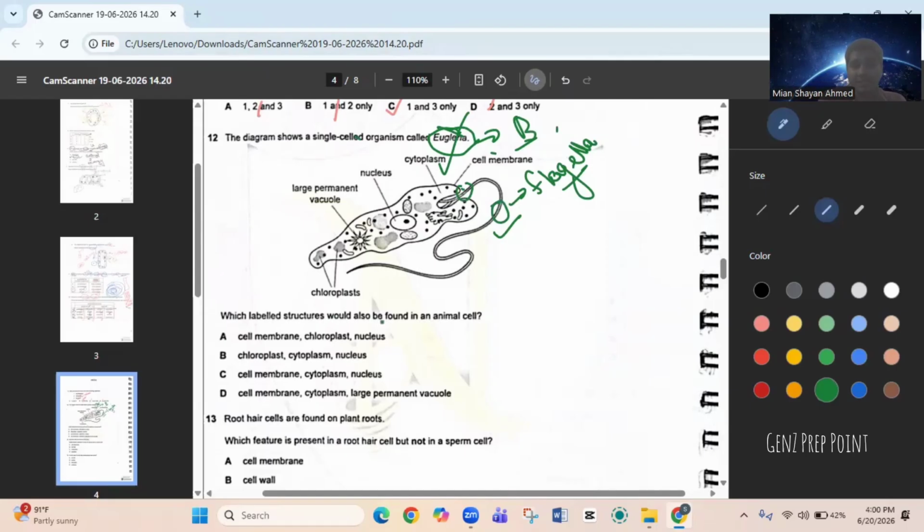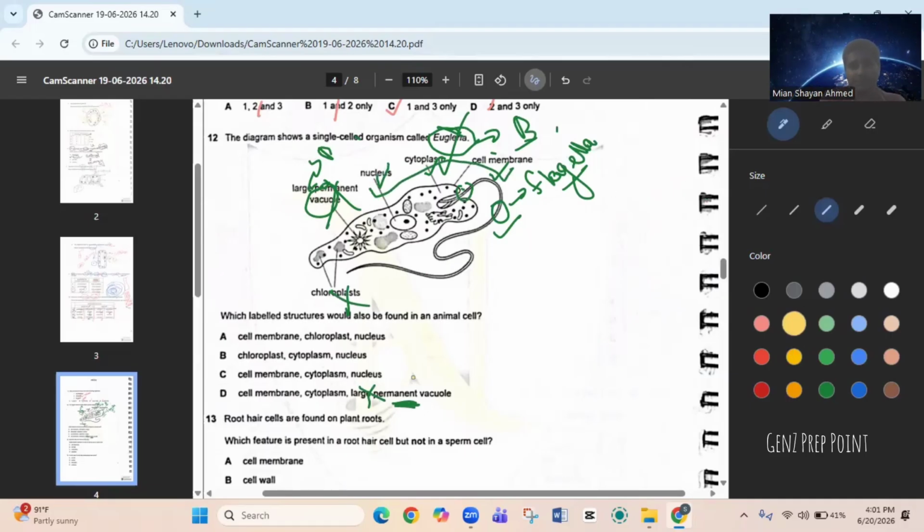Which labeled structure would also be found in an animal cell? This is already labeled, so we don't have to take a lot of burden on ourselves. Large permanent vacuole is only present in plant, not in animal. So large permanent vacuole is not the answer. So D wouldn't be the answer because it has a large permanent vacuole. Nucleus is present, cytoplasm is present, cell membrane is present. Chloroplast is not present in the animal cell. It's only present inside the plant cell and the bacterial cell. So these three combinations would be the right answer.